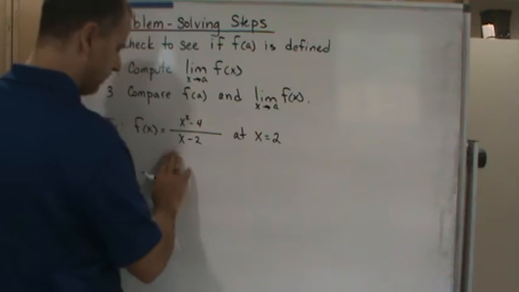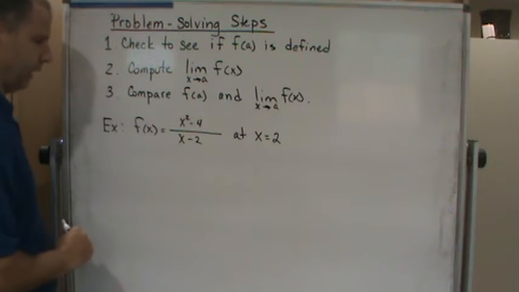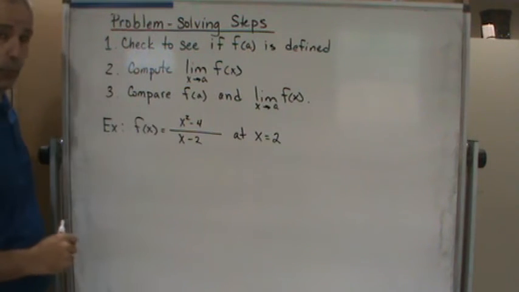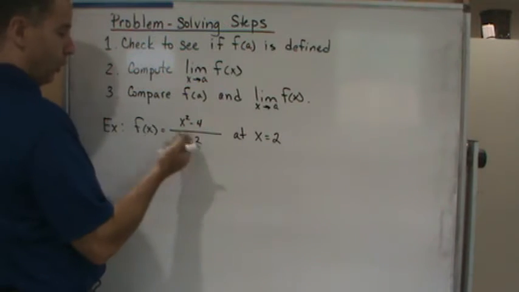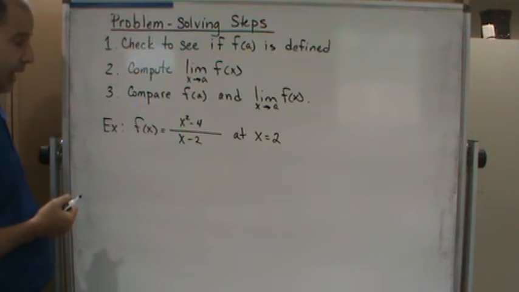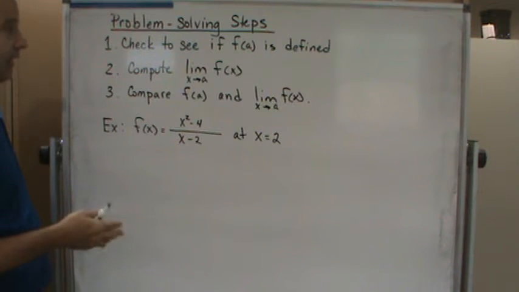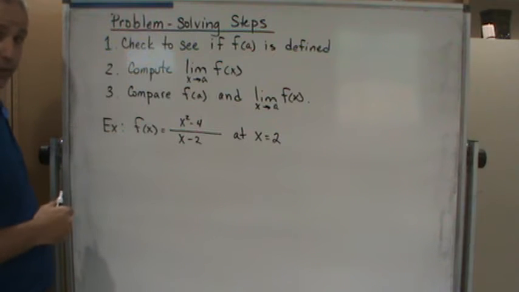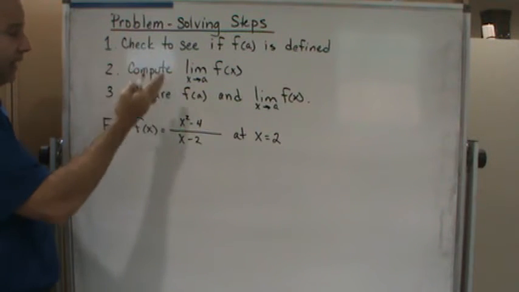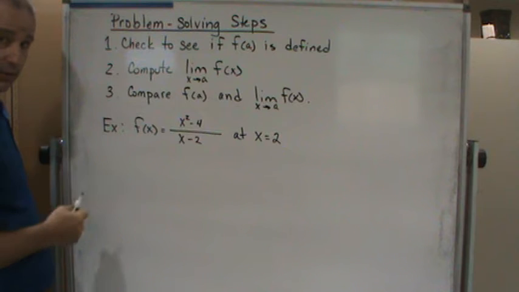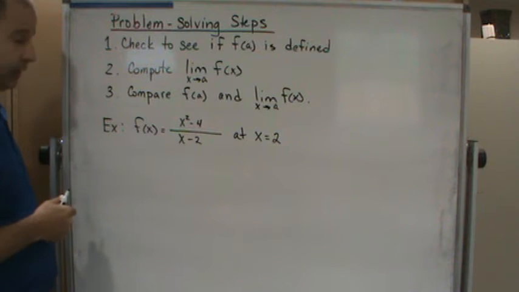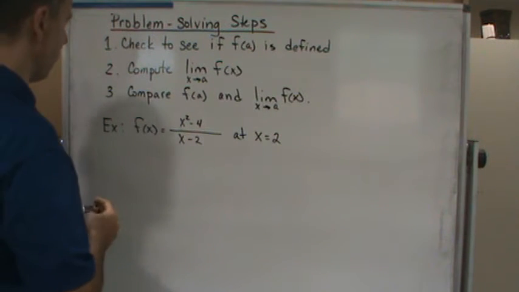Okay, so here's an example. Let's say we have this function here. This is a function we've done before. We know that there's something going on at x equals 2. So we're going to go through the conditions and see if it satisfies all three conditions. If it fails to satisfy any one of the conditions, we're done. Okay? So let's start with the first one.